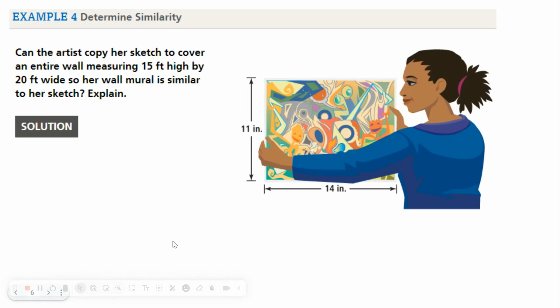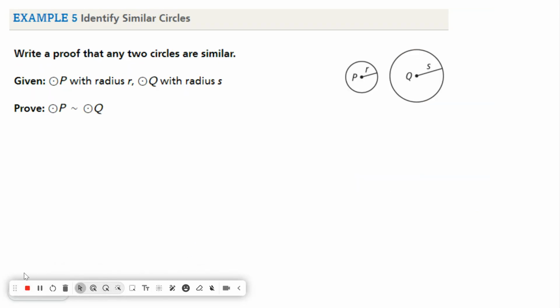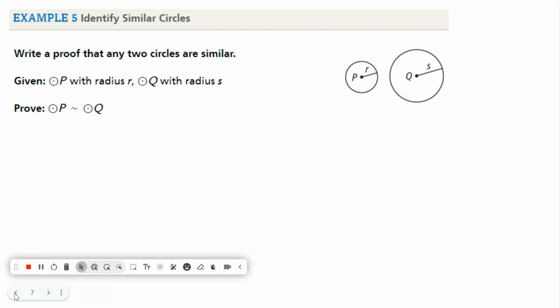Okay, next, and I think this is the last problem. No, we got two more problems left, sorry. Okay, so the artist problem, and they go back real fast, sorry. I'm working on it, give me a second.